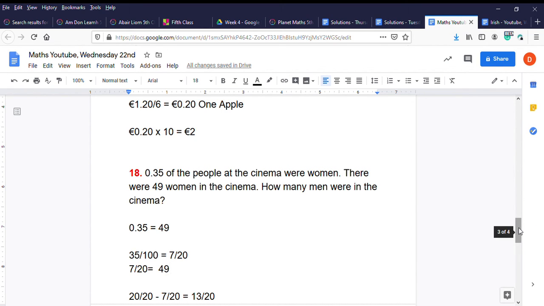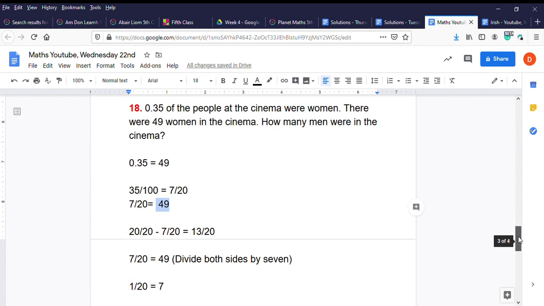In order to find the value of 13/20, what we need to do is first find 1/20. How can we do that? Well, we can divide what we see here by 7. So let's do that. If we divide 7/20 by 7, we're going to get 1/20, of course. And if we divide 49 by 7, we're going to get 7. Therefore, 1/20 equals 7. So we have the value of 1/20.